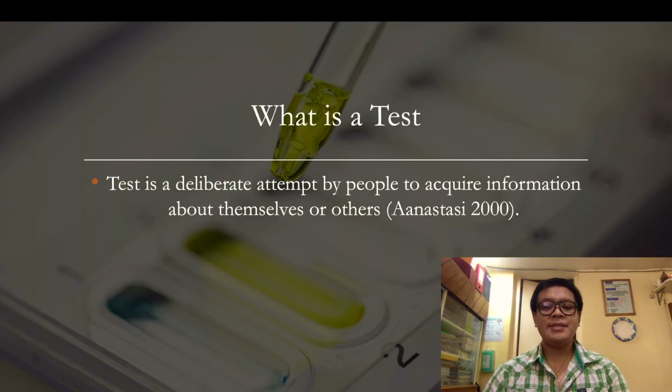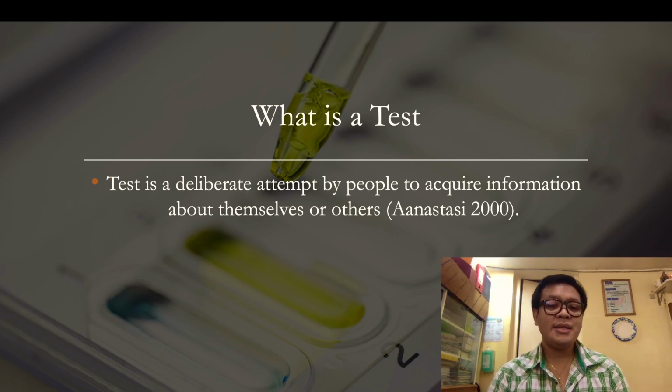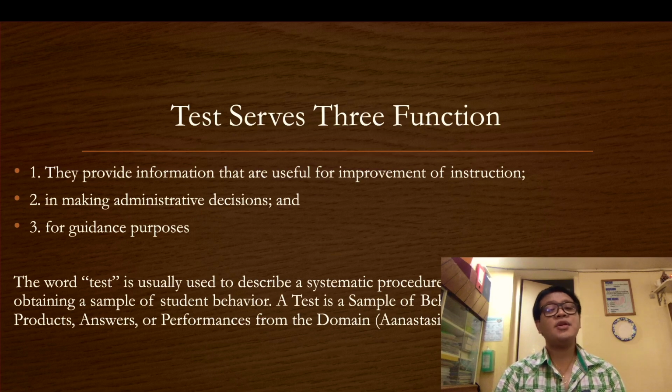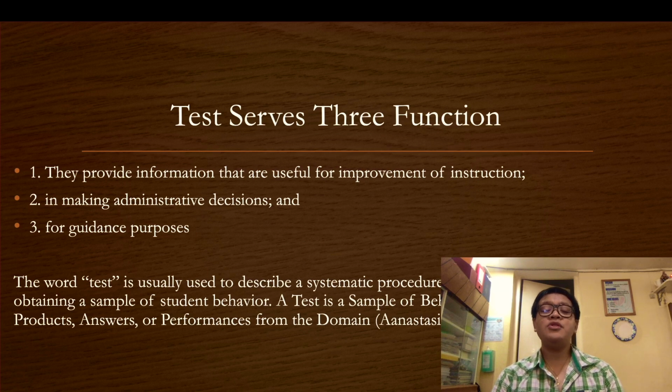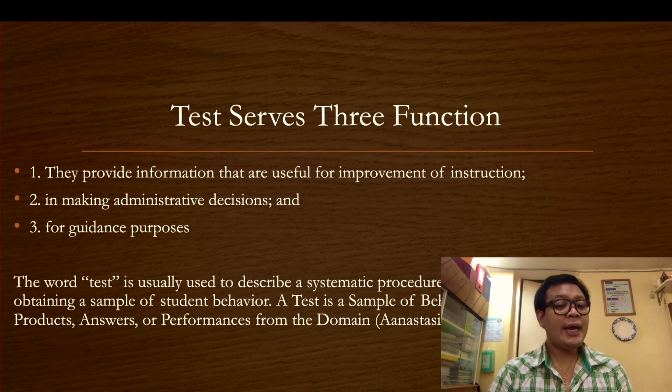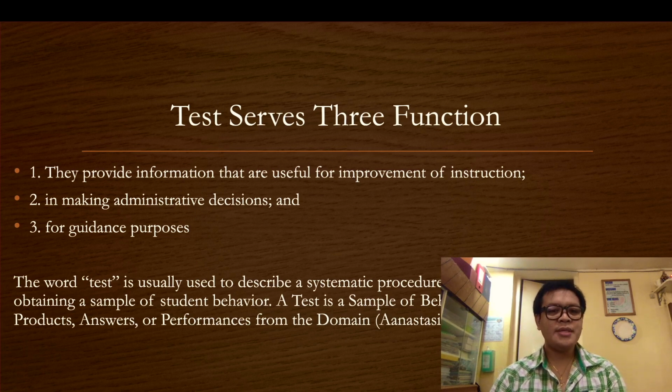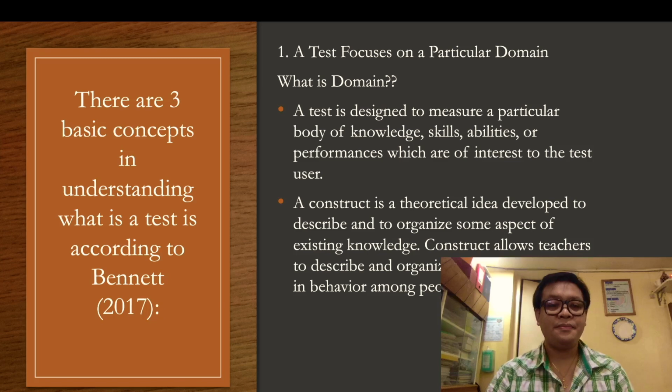So, going back to what a test is, Anastasi of 2000 identified that a test is a deliberate attempt by people to acquire information about themselves or others. Tests serve three different functions. They provide information that is useful for improvement of instruction, in making administrative decisions, and for guidance purposes. The word test is usually used to describe a systematic procedure for obtaining a sample of student behavior. A test is a sample of behavior, products, answers, and performances from a domain, according to Anastasi of 2000.